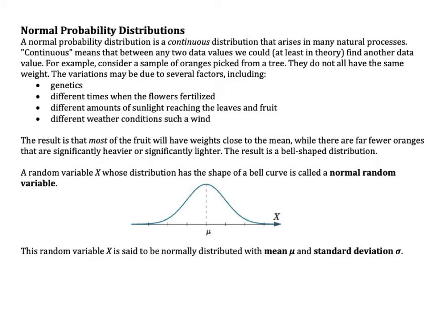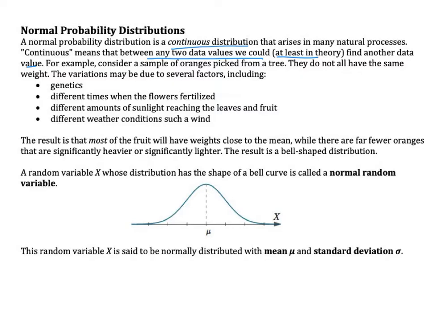Normal probability distributions. It says a normal probability distribution is a continuous distribution that arises in many natural processes. So continuous, what does that mean? Well, it means between any two data values, we could, at least in theory, find another data value. So a lot of examples are around weights or heights or circumferences of your head when you're a baby. So remember, if you ever look at when a baby is born, parents want to know, is my baby normal? So they want to see, where are they on the charts? How does their weight compare to other babies around the world or in their region of the world?